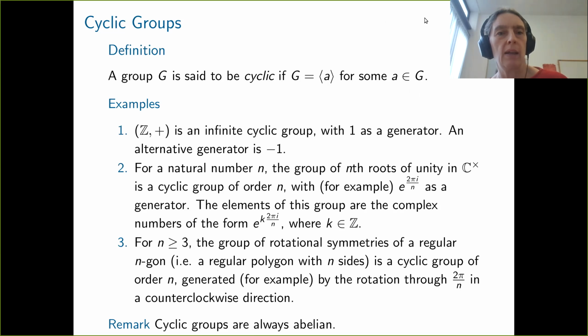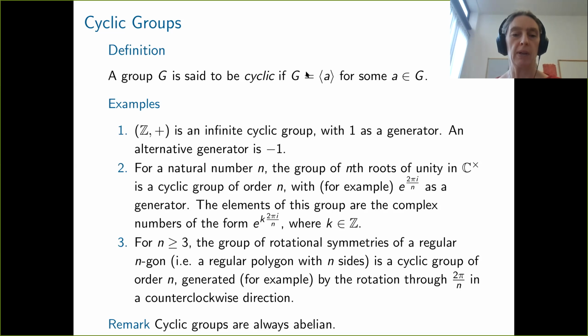So a group is cyclic if it is the cyclic subgroup generated by one of its own elements. So a group is cyclic if there's some element A in the group with the property that every element of the group can be obtained from composing A or its inverse with itself repeatedly some number of times. And of course, also the identity is there. So that's what a cyclic group is.